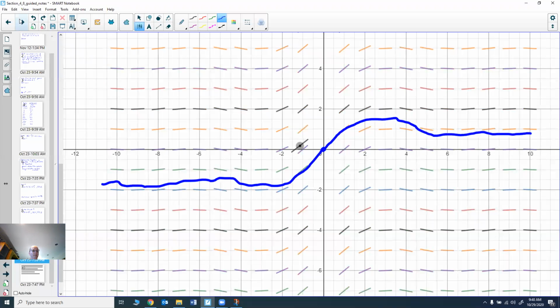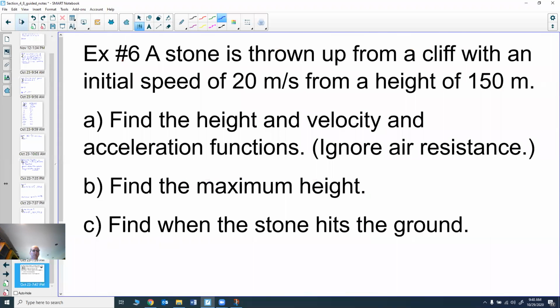So that's one application. Another application I want to show you is a physics application. In physics, you have these wonderful equations for motion, and I want to show you where they come from. This one says a stone is thrown up from a cliff with an initial speed of 20 meters per second from a height of 150 meters. Find the height, velocity and acceleration functions. We are going to ignore air resistance.